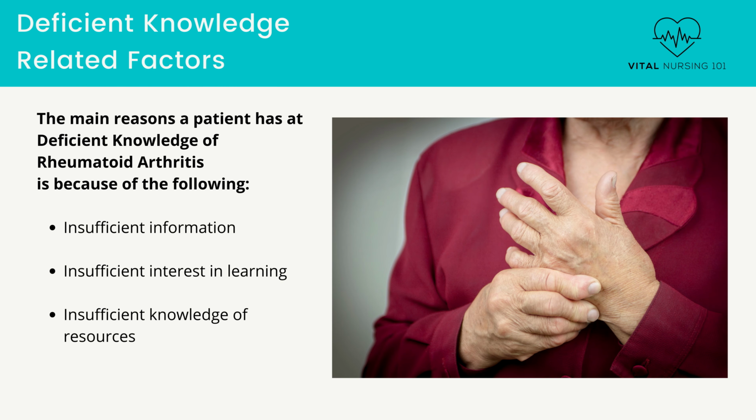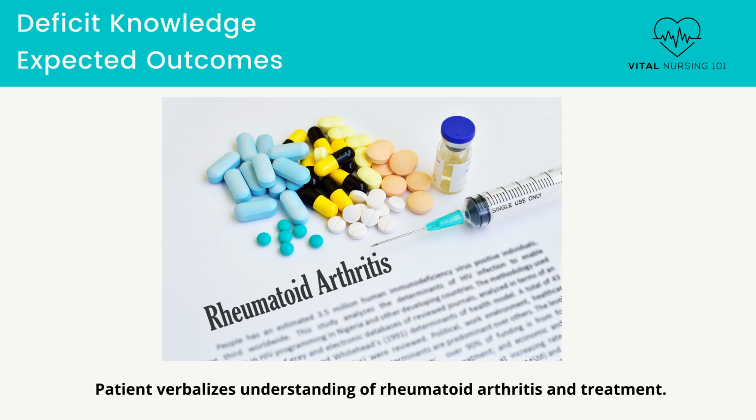What are the related factors of rheumatoid arthritis? The common risk factors are the following: insufficient information, insufficient interest in learning, insufficient knowledge of resources. What are our goals as a nurse for the patient? Here is the common expected outcome. Patient verbalizes understanding of rheumatoid arthritis and treatment.